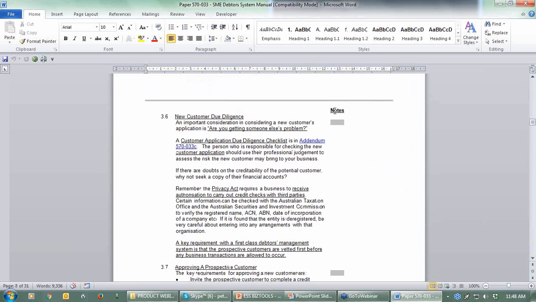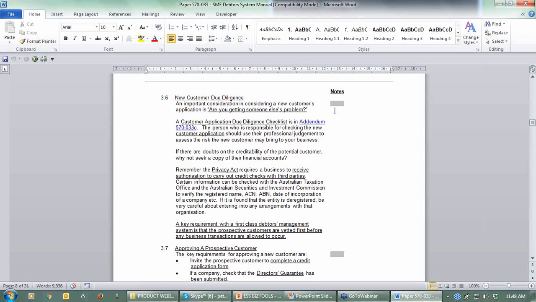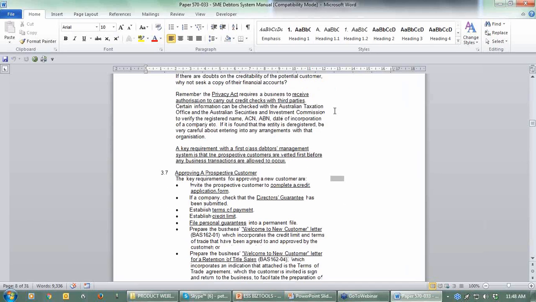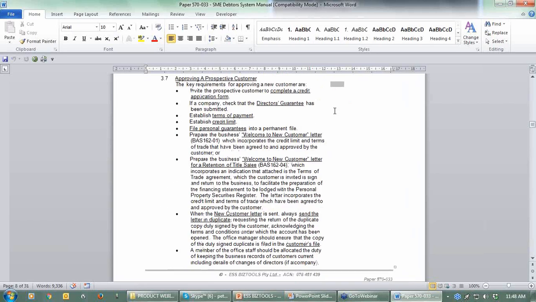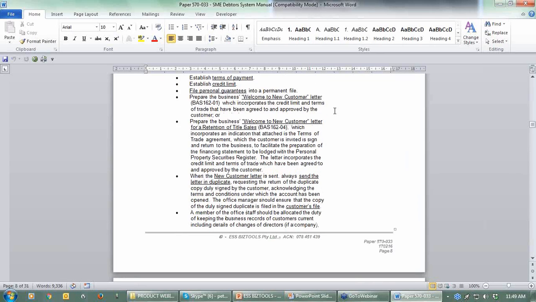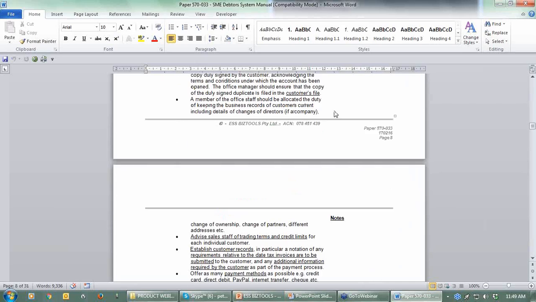There's some specific comments relating to what happens if someone asks for a credit account. What's the new customer due diligence? And how you might go about approving a prospective customer to have a credit account. A credit account should be a privilege, not automatically granted to everyone. The referees should be checked and a proper system established.